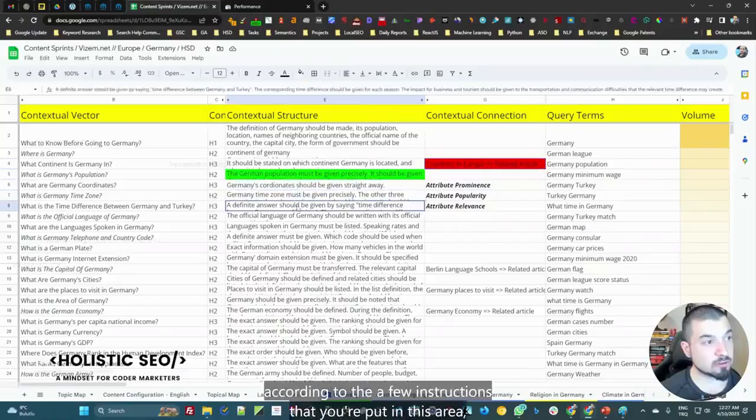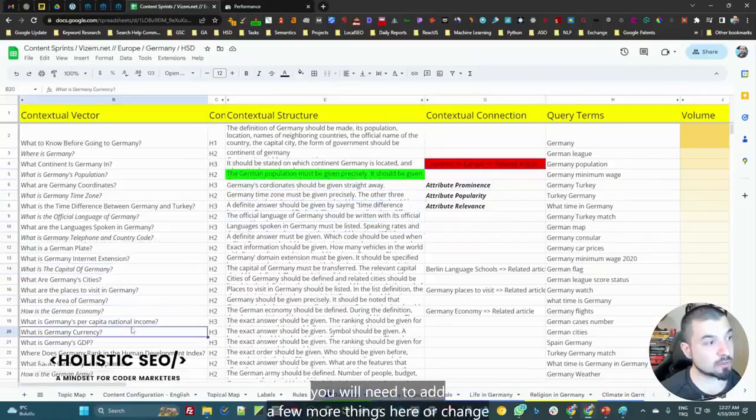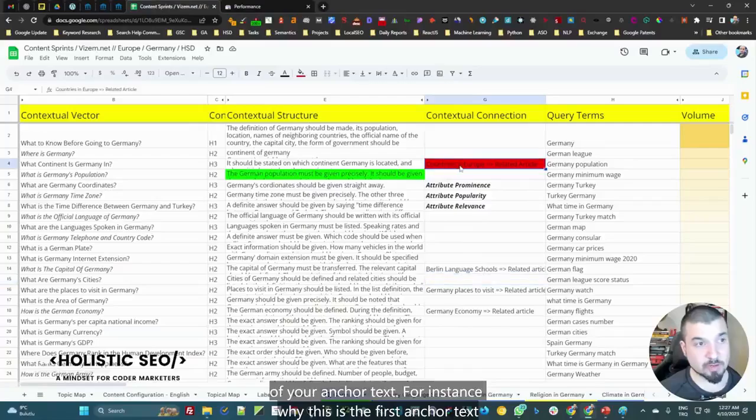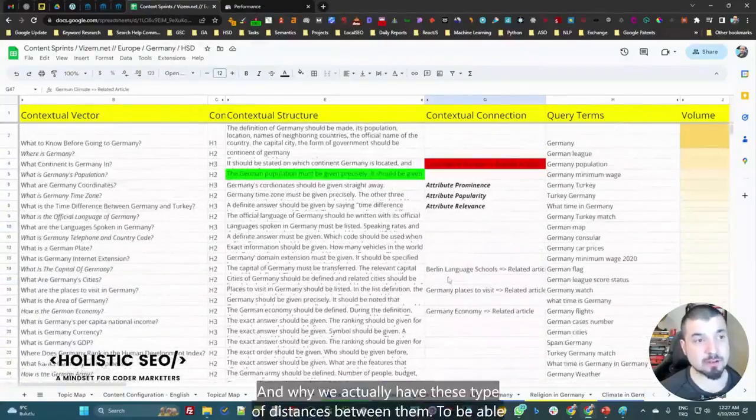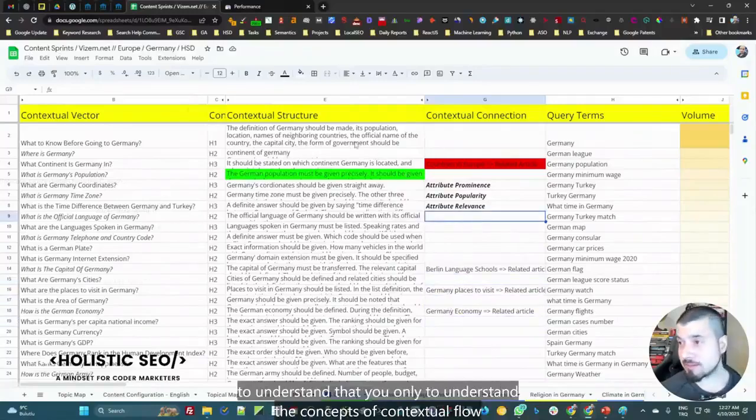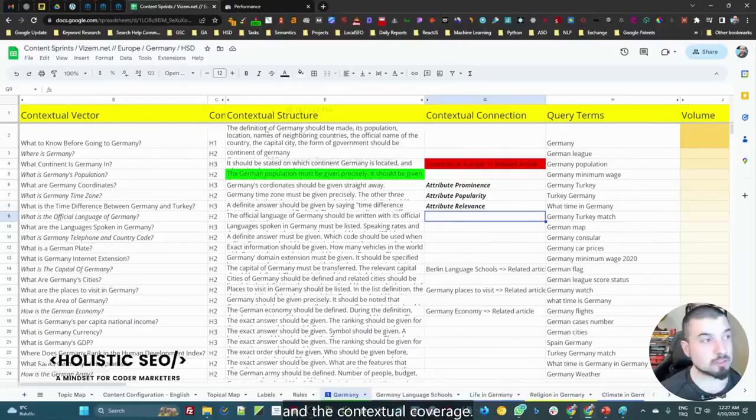According to the few instructions that you put in this area, you will need to add a few more things here or change the order of these things and change the hierarchy one more time. And from there, you will need to change the order of your anchor text. For instance, why this is the first anchor text and why this is the last one, and why we have this type of distances between them. To understand that, you will need to understand the concepts of contextual flow and contextual coverage.